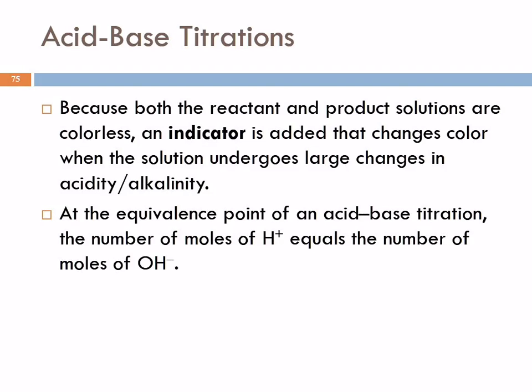At the equivalence point, in an acid-base titration, the number of moles of hydrogen ion equals the number of moles of hydroxide ion. And so we can calculate. Yes? If, say, scientists didn't have an indicator, then how would they chemically figure it out?